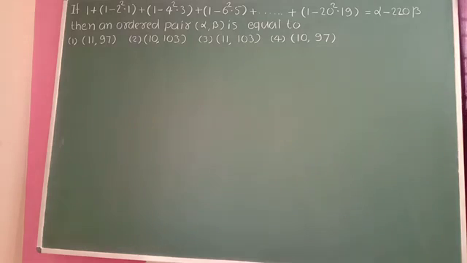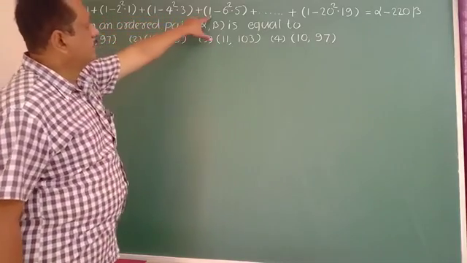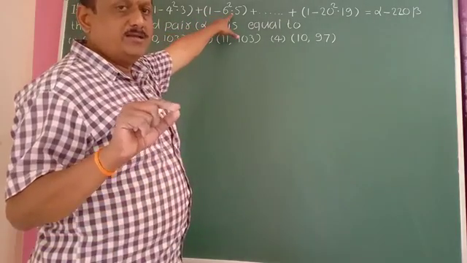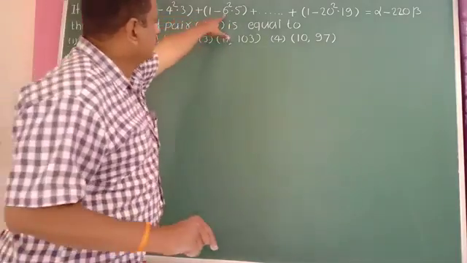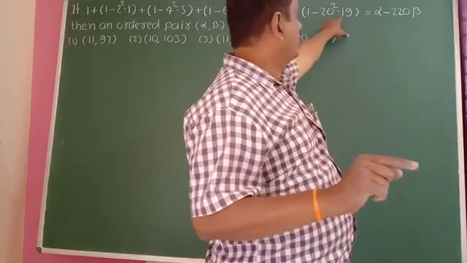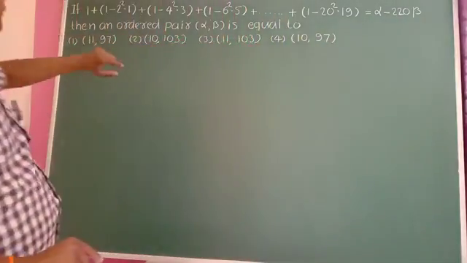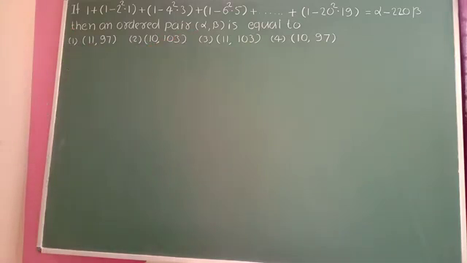If (1 + 1 − 2²·1) + (1 + 1 − 4²·3) + (1 + 1 − 6²·5) and so on, it is not a plus here, it is a multiplication: 2² into 1, 4² into 3, 6² into 5 and so on, up to 1 − 20² into 19, is equal to α − 220β. Then the ordered pair (α, β) is equal to what here? Four options are given.